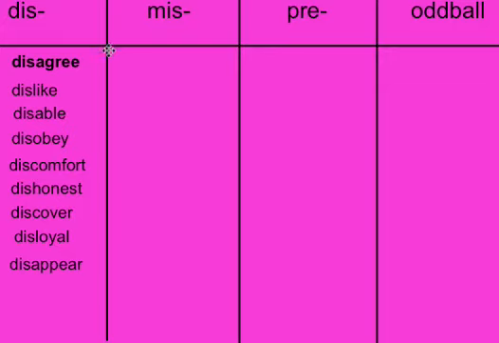Let's read these words together. We have disagree, dislike, disable, disobey, discomfort, dishonest, discover, disloyal, and disappear. Let's look at the next column. The next column is the prefix miss. And miss means to do something wrongly. So let's look for the bolded word, misspell. If you misspell something, it means you spell it wrong.